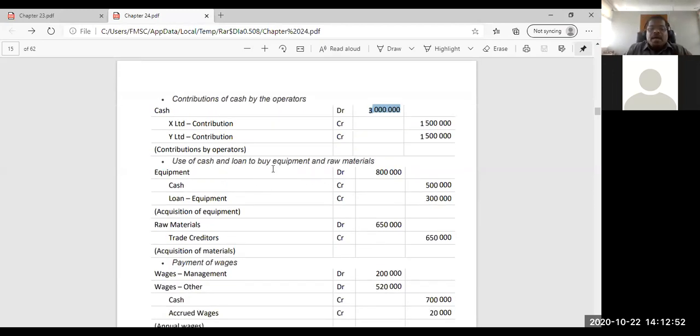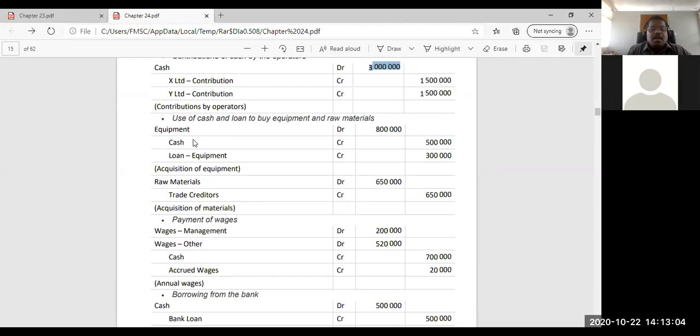Then they have used cash and a loan to buy equipment and raw material. Then the journal entry would be equipment debit, cash credit, and loan. That means particular equipment has been purchased for the operation, which is paid by 500 rupees in cash, and a loan amount of 300. Then they have purchased raw material on credit, 650.